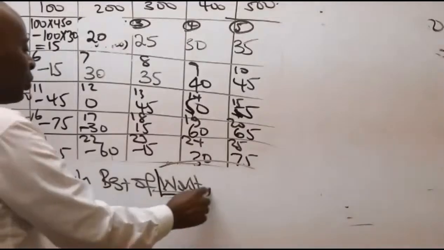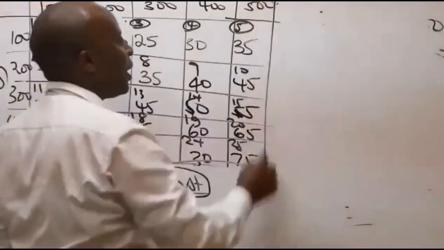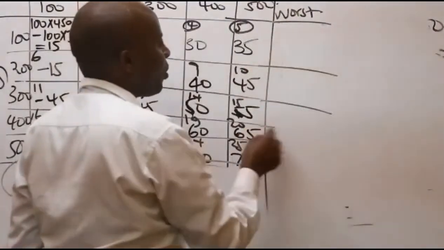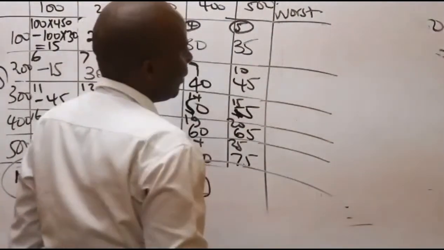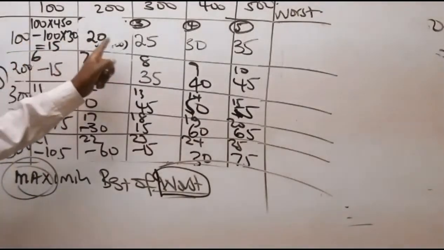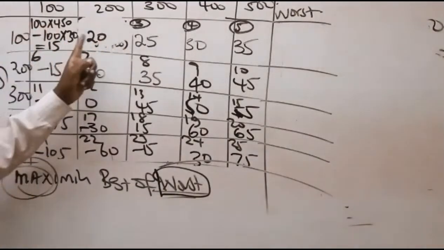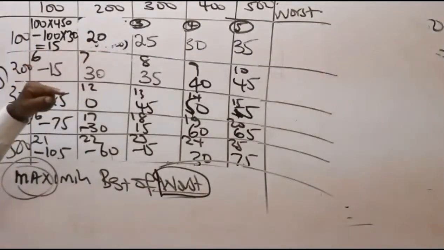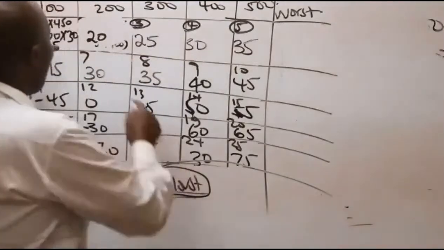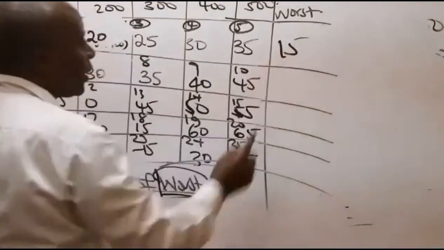So we need to start with the worst. Create a column here for the worst. For the worst, for each row, each alternative, we select the worst profit, which will be the lowest profit. The worst profit here is 15, the very lowest.